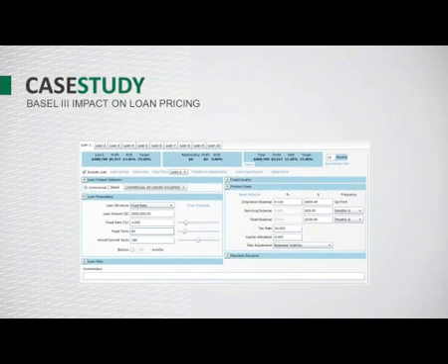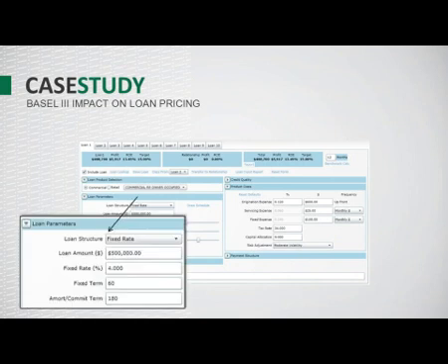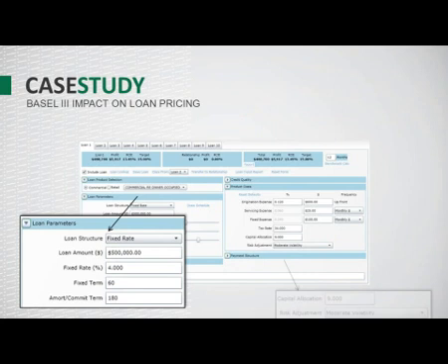So let's take a look at the profitability results of that loan that we just set up on the previous slide. Again, to summarize the basic loan assumptions, we're looking at a fixed rate loan for $500,000 at 4%, fixed for 5 years, and we're amortizing over 15 years or 180 months.